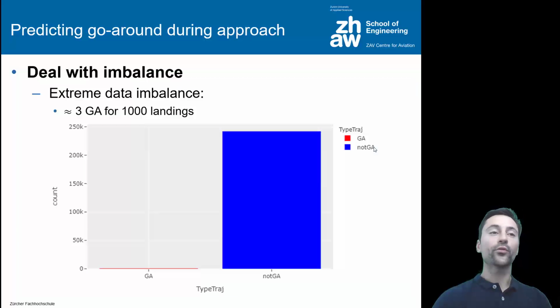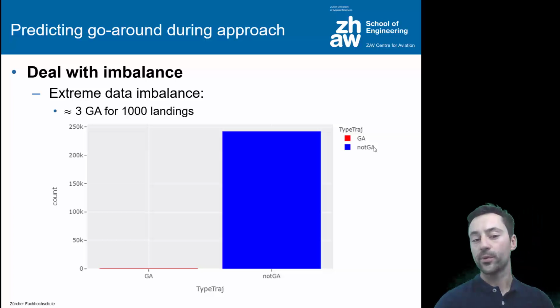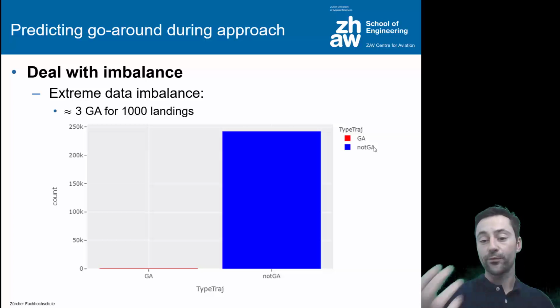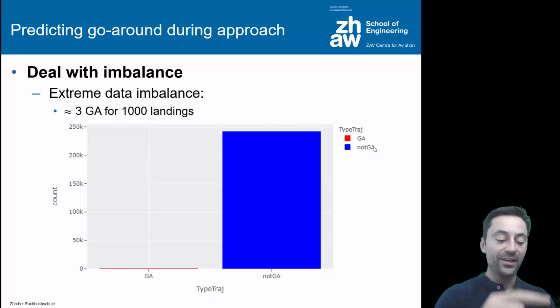So before we go to the model, there is something to talk about. One of the main issues we have is that we have about 3 go-arounds per 1,000 landings. So if I'm using the full set of landings as well as the full set of go-arounds to train a machine learning model, most likely it will fail. It's very easy to have 99.7% accuracy, but this is not what we're looking for.